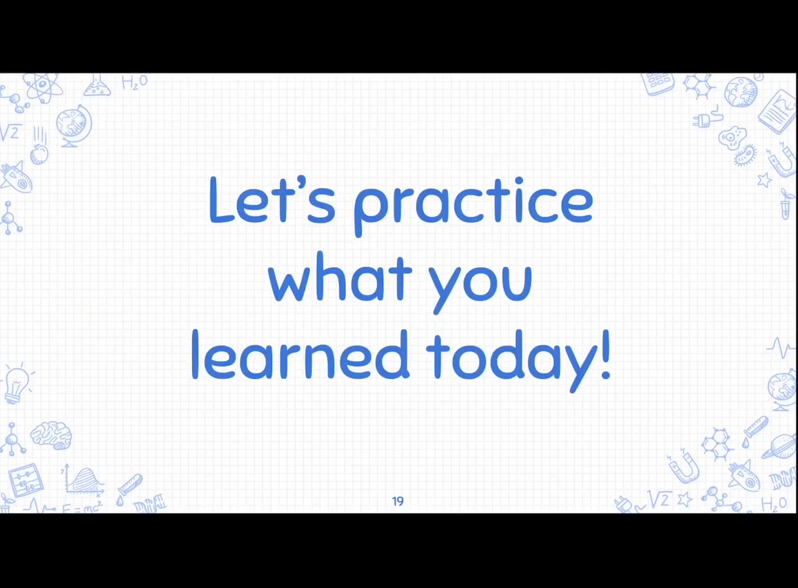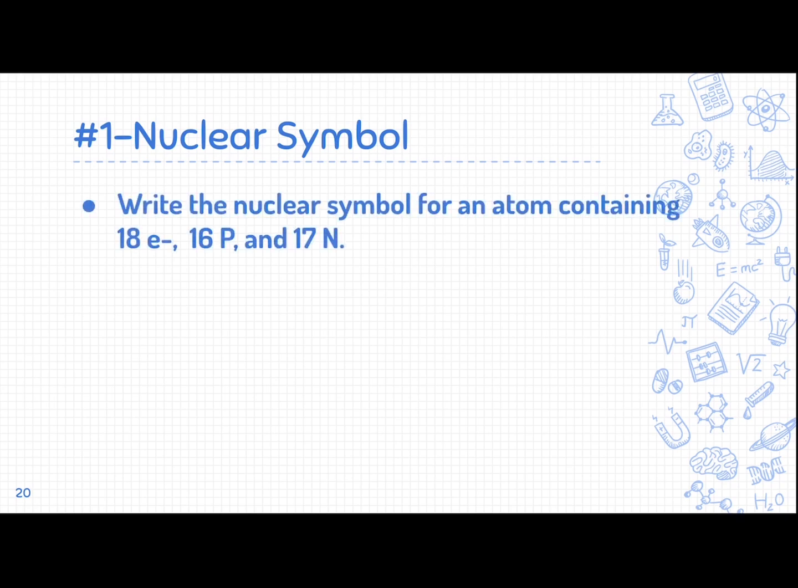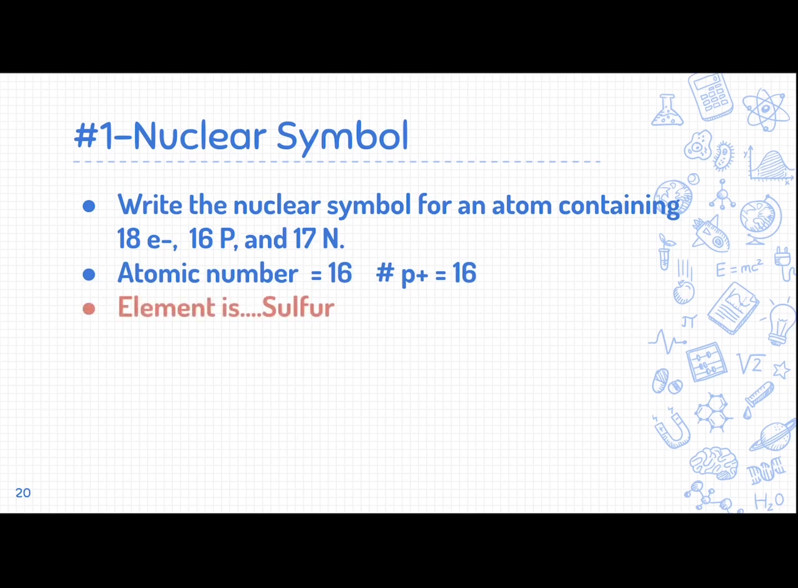So let's practice some of this stuff that we talked about today. First, we have our nuclear symbol. It says, write the nuclear symbol for an atom containing 18 electrons, 16 protons, and 17 neutrons. So right away, I know the atomic number is 16 because I have 16 protons. That tells me my element is sulfur.